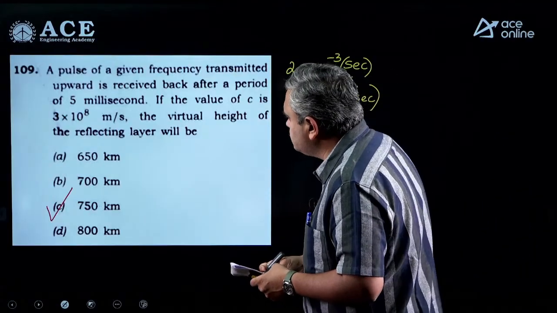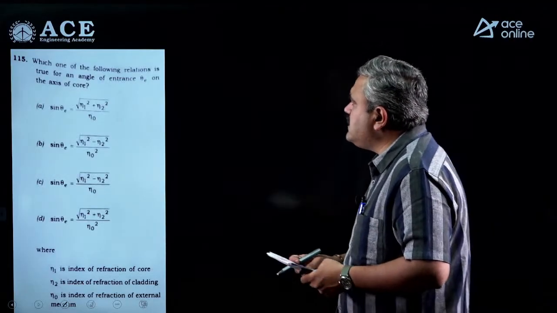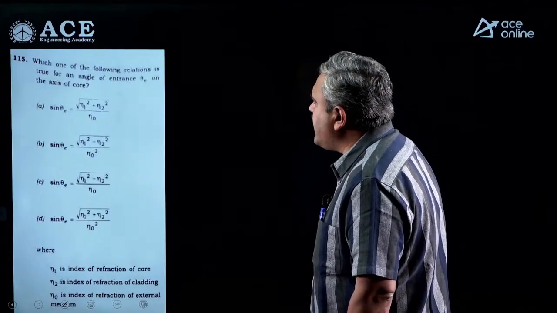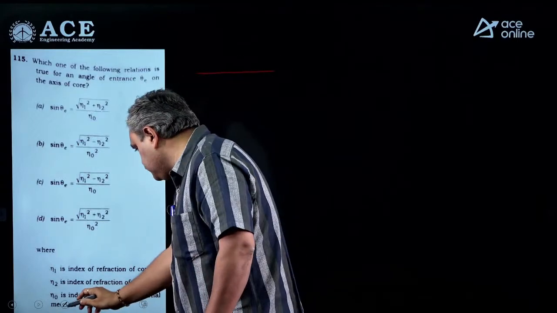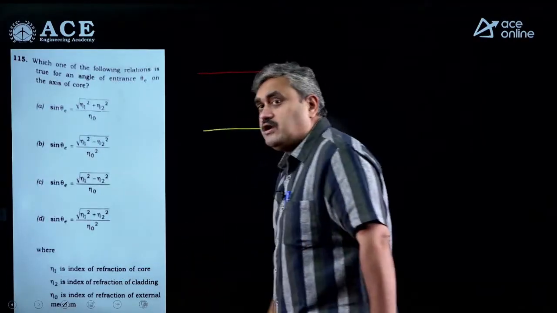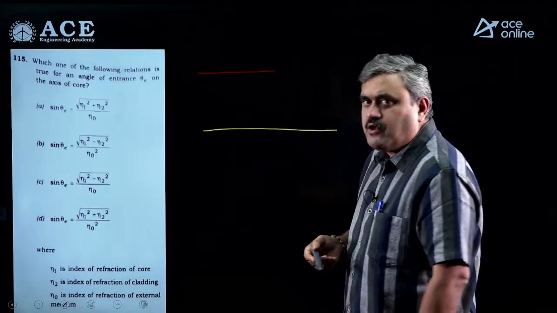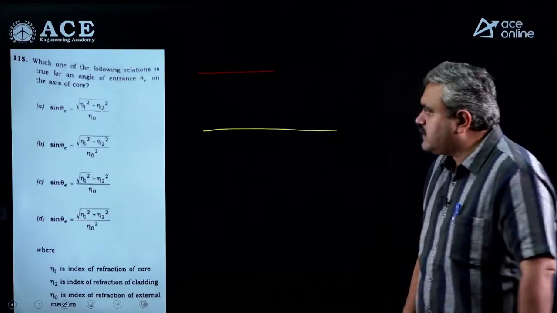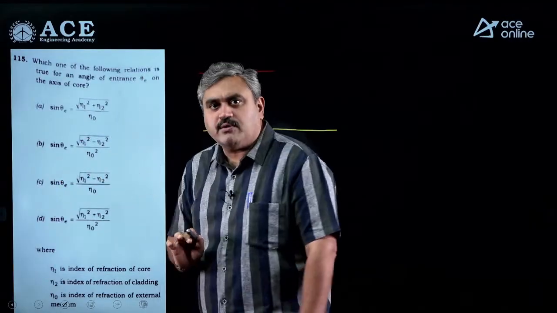Next. See this one, which one of the following relations is true for an angle of entrance theta e on the axis of core. So here angle of entrance means with respect to the axis of core. So when you are dealing with the axis of the core, it will be the horizontal line, not with respect to the vertical line. Okay. So with respect to this, what is the value? Normal numerical aperture, what you are writing? Sine inverse of root of n1 square minus n2 square. So he has become sine theta. So on the right side it should be root of n1 square minus n2 square.